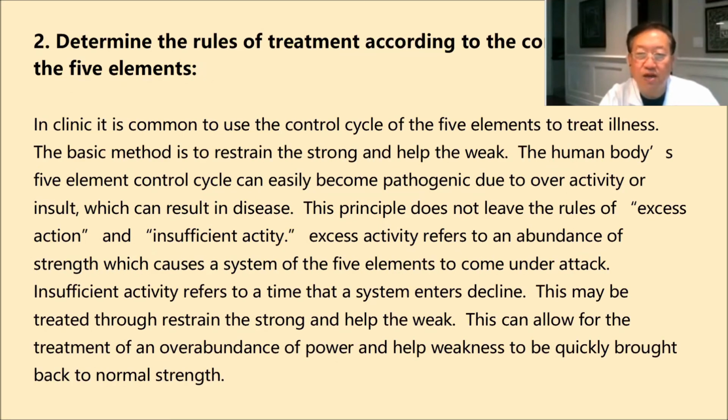Determine the rules of treatment according to the control cycle of the five elements. In clinic, it's common to use the control cycle of the five elements to treat illness. The basic method is to restrain the strong and help the weak. The human body's five element control cycle can easily become pathogenic due to overactivity or insult, which can result in disease. This principle does not leave the rules of excess action and insufficient activity.